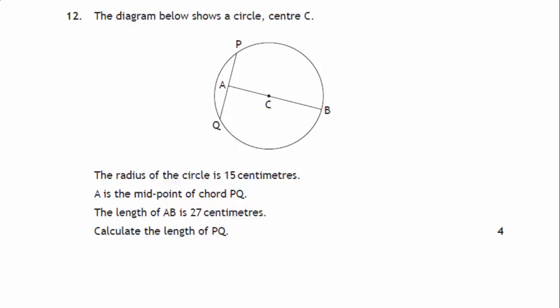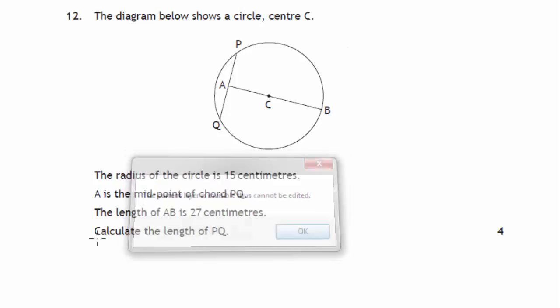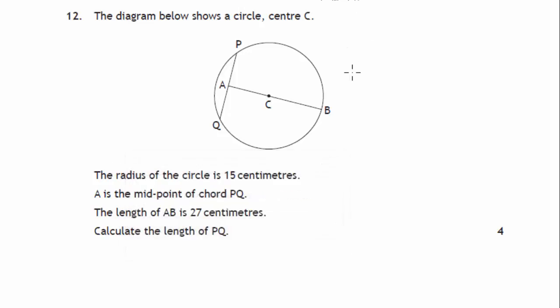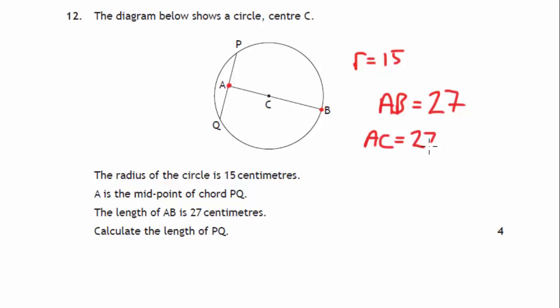With this question, you need to really know the properties of a circle. So what they've got here is they're saying the radius, so r equals 15, and they're saying a to b equals 27 centimetres. So what we've got is from a to b is 27, and we know that the radius is 15, so that must mean a to c equals your 27 minus 15, which equals 12.